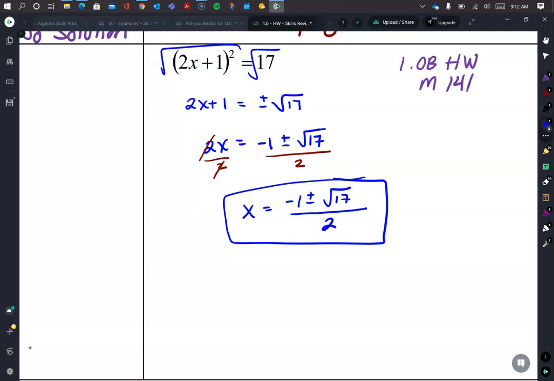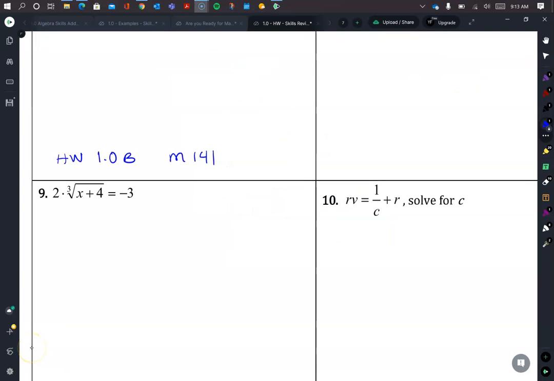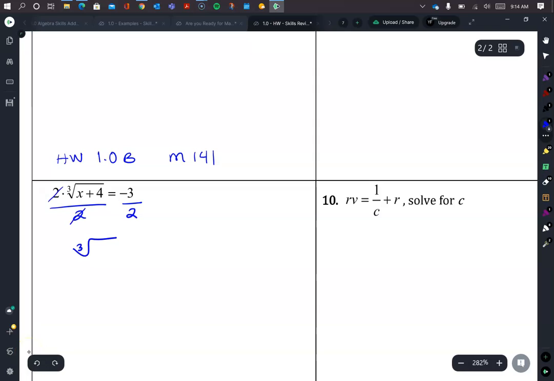All right, so now I'm going to move on to numbers 9 and 10 in the same video. This video is from the same set of homework, so we're going to look at number 9 first, and again I'm going to get rid of that numbering just to get it out of the way. We have 2 times the cube root of (x + 4) equals -3. The first thing we want to do is isolate our cube root. So we are left with the cube root of (x + 4) equals -3/2.